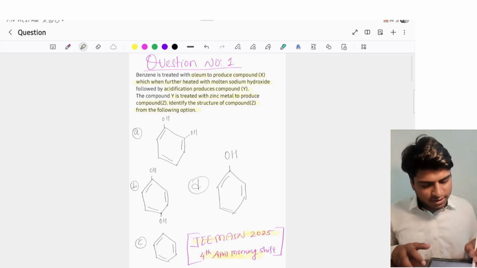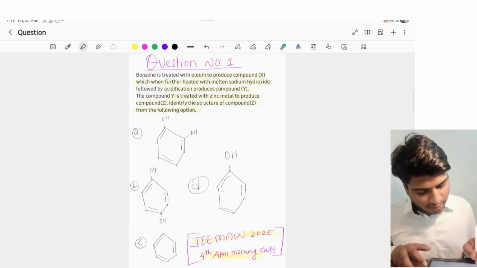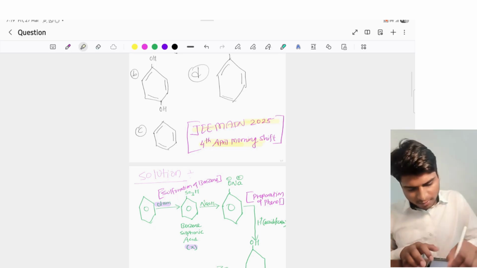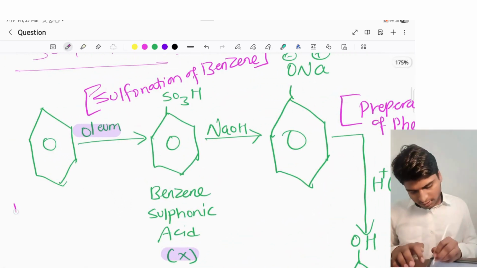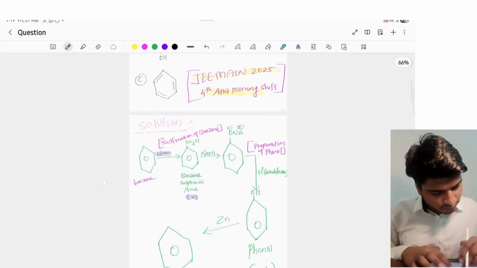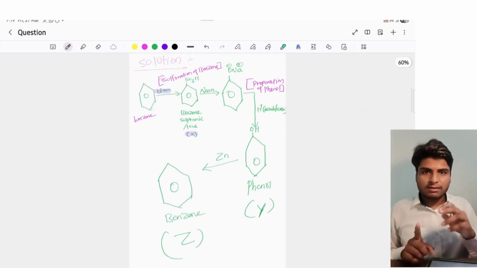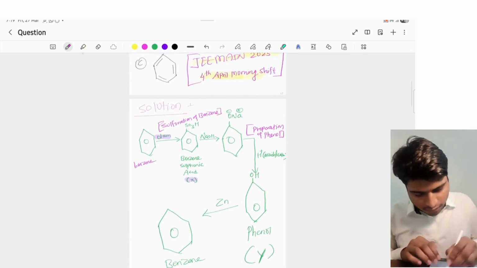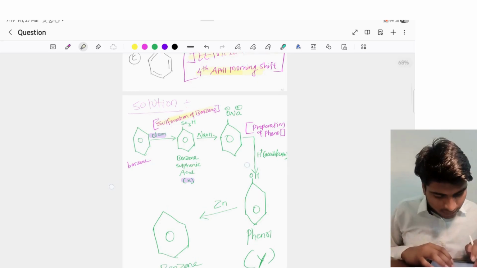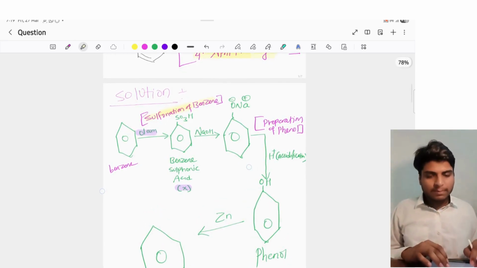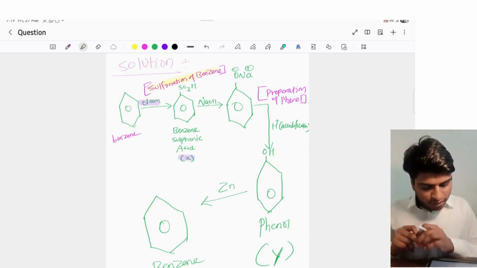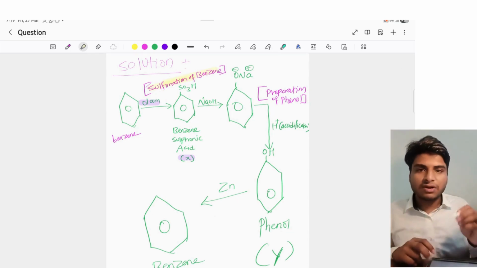First, benzene is treated with oleum. This is the benzene. Benzene is treated with oleum to produce X. While studying sulfonation in the benzene chemical properties part, we read that when benzene is treated with oleum, it produces benzene sulfonic acid.